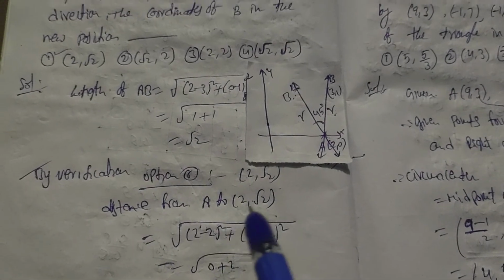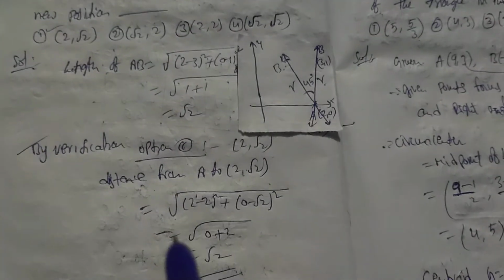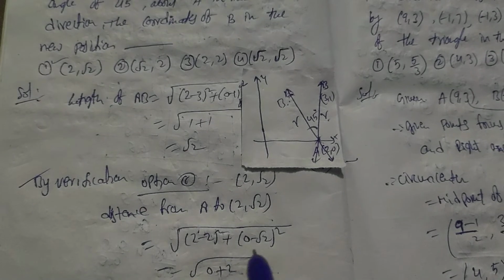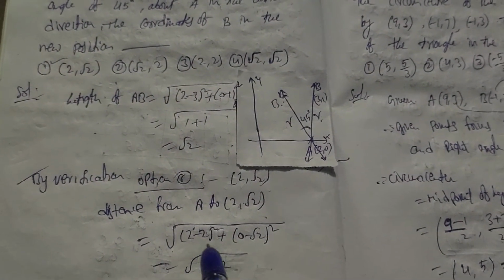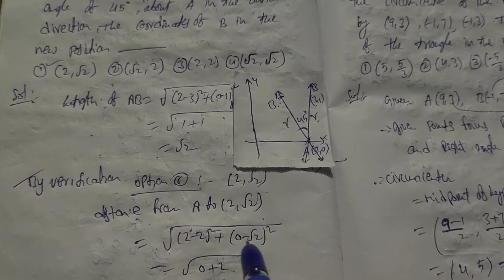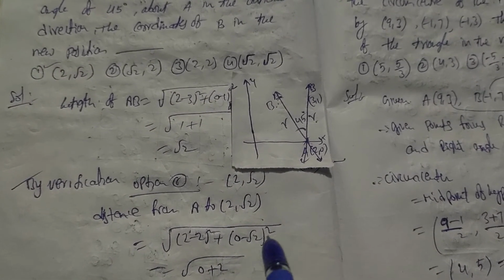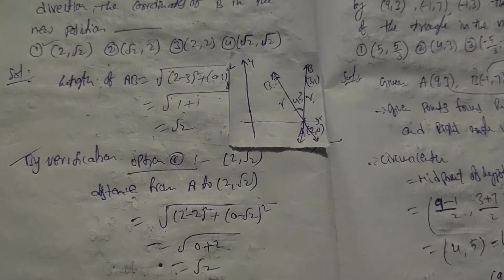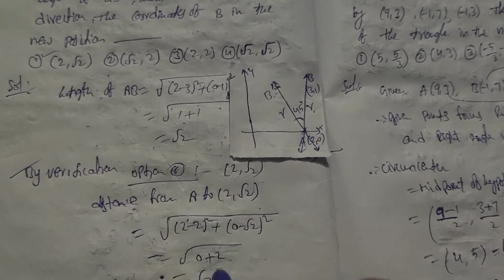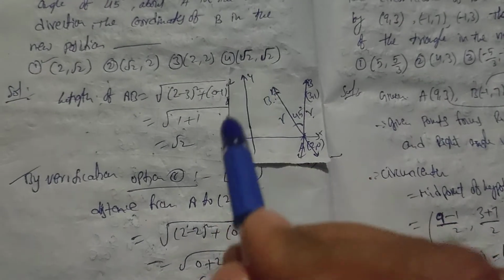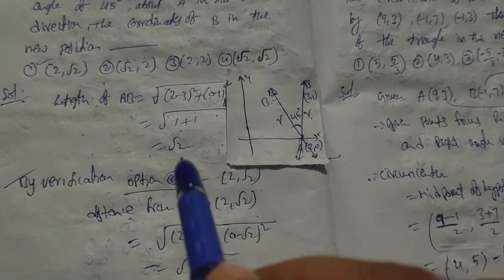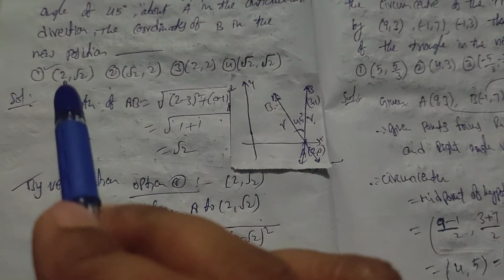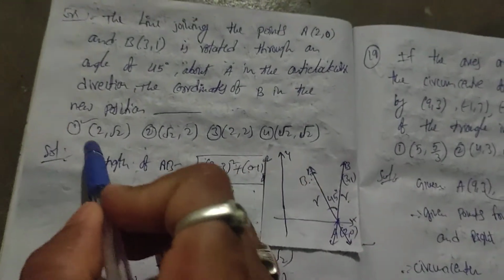So the distance from A to (2, root 2) is nothing but, here A is (2, 0), that means root of (2 minus 2) whole square plus (0 minus root 2) whole square. (2 minus 2) whole square is 0, (0 minus root 2) whole square means minus whole square becomes plus only, root 2 whole square is 2 only. So root of 0 plus 2, that is equal to root 2. So it gives the same answer. So only the first option is the answer here. That is the correct answer.